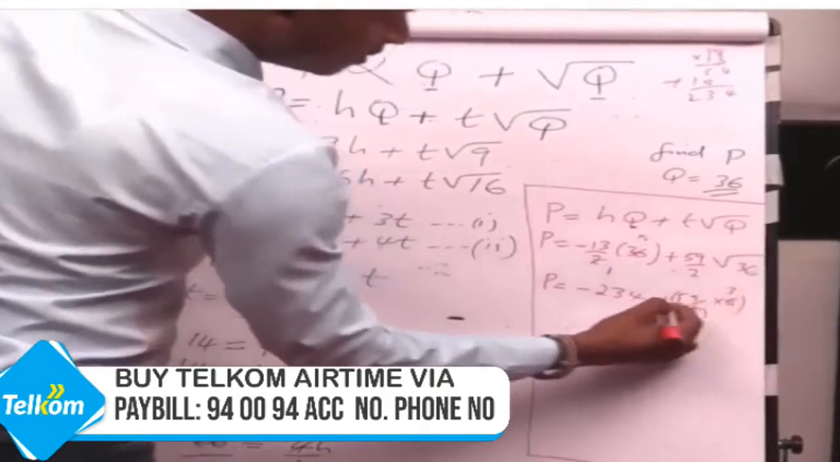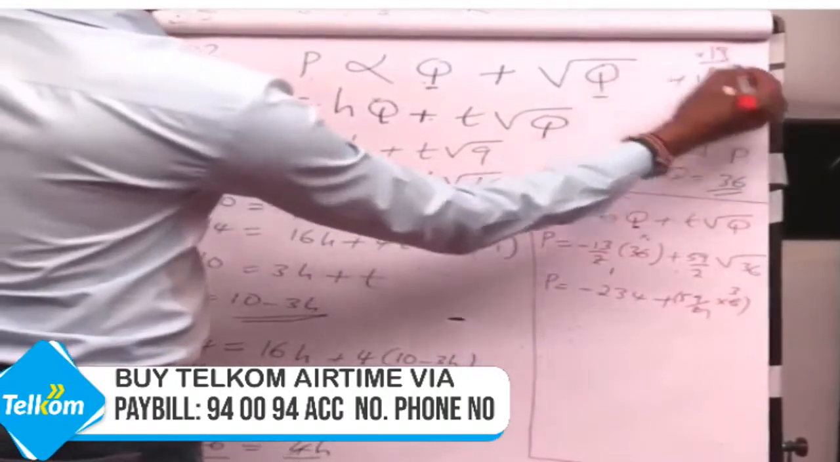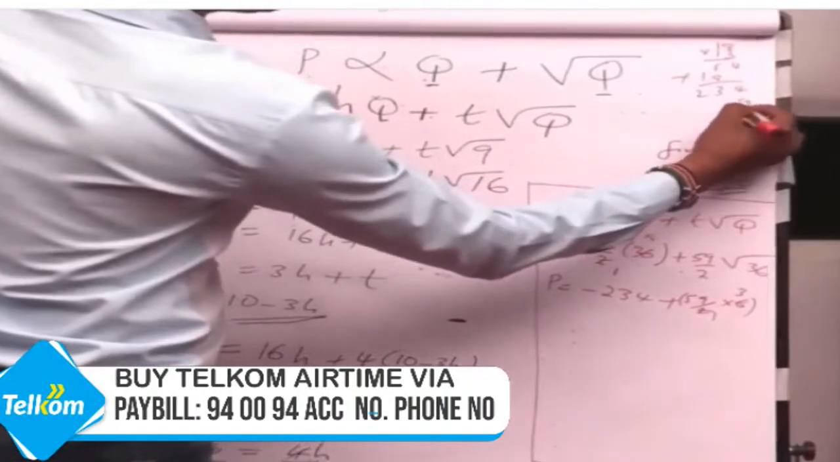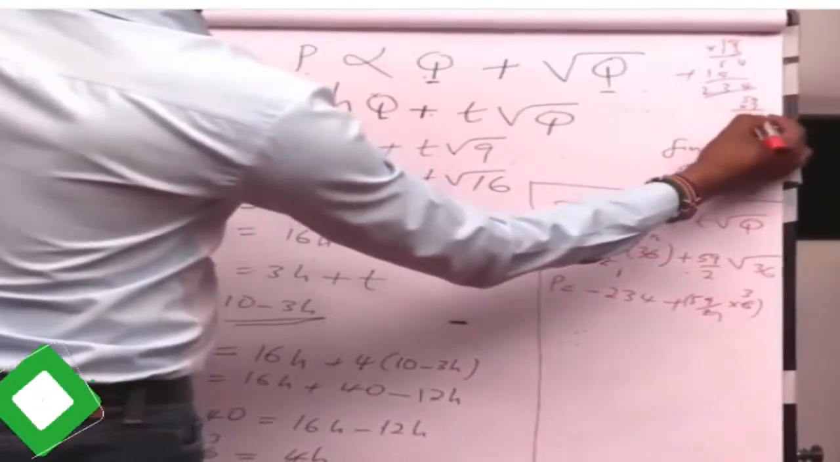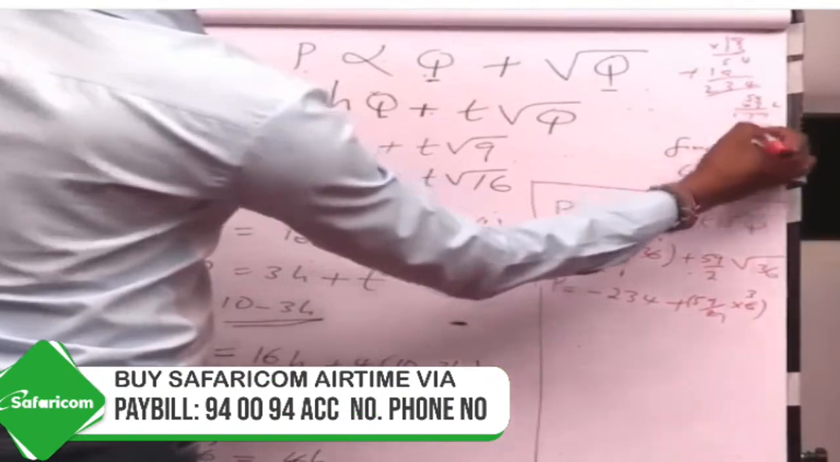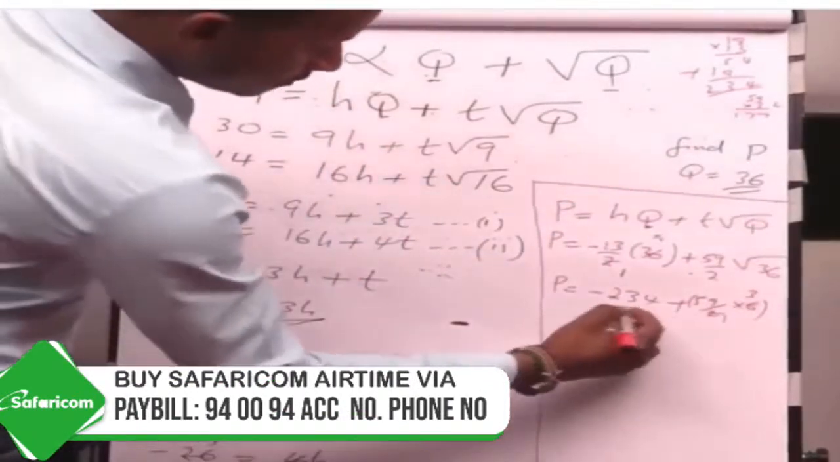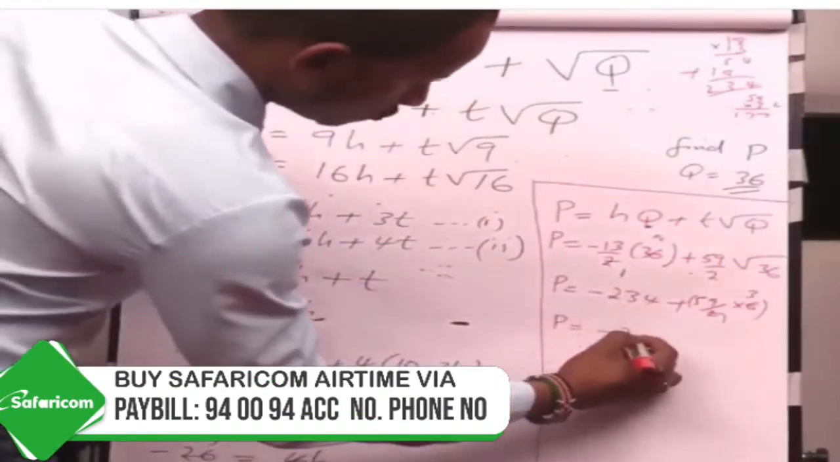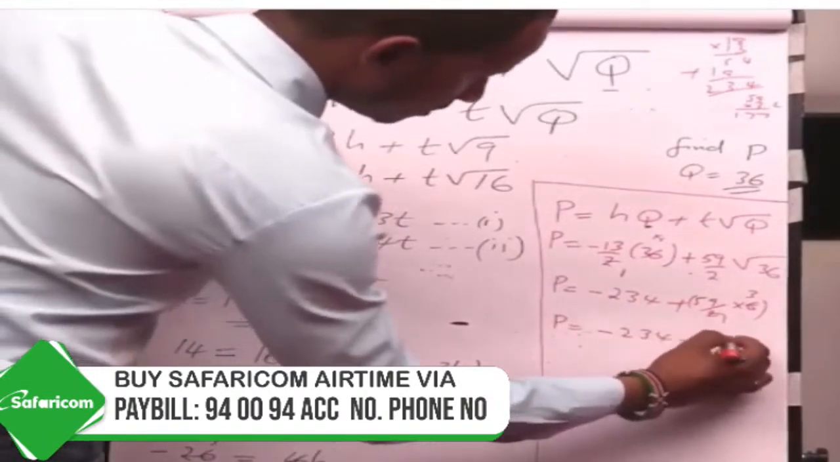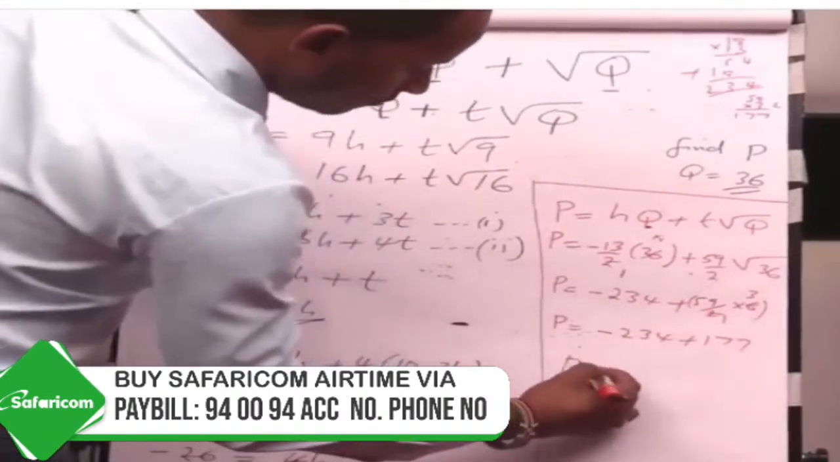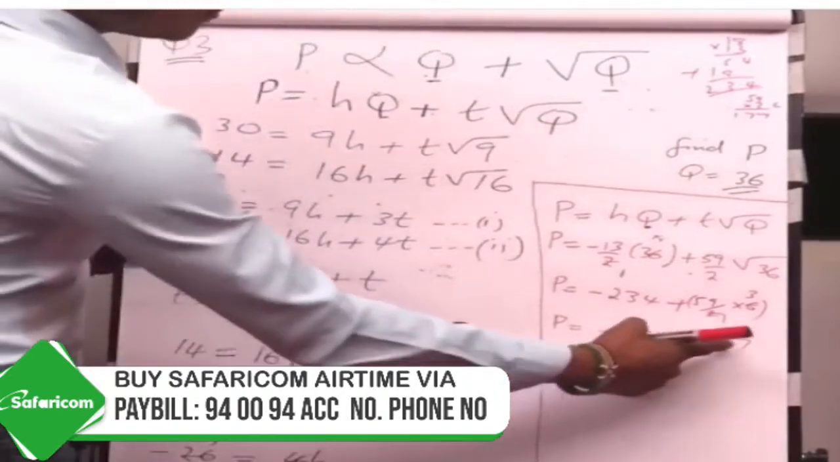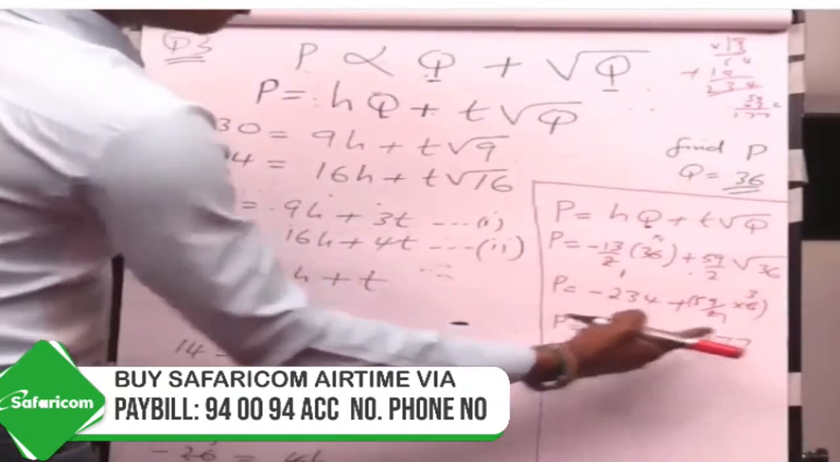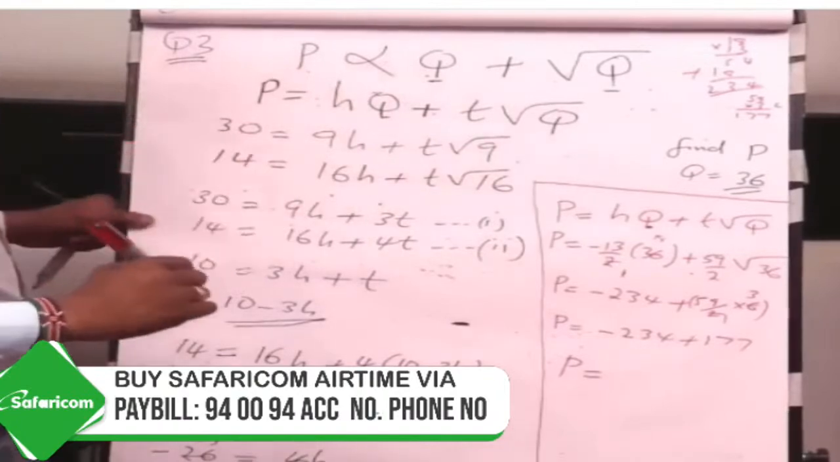Here once, here 3. So 59 times 3, you get 177. So P equals minus 234 plus 177. So P will be minus 234 plus 177. Take care of the signs, class.